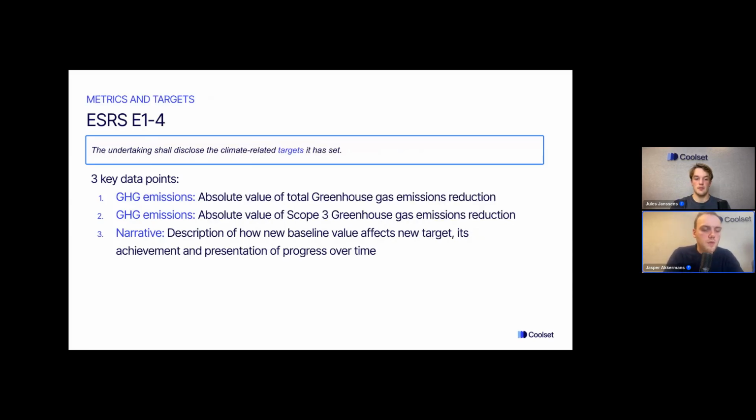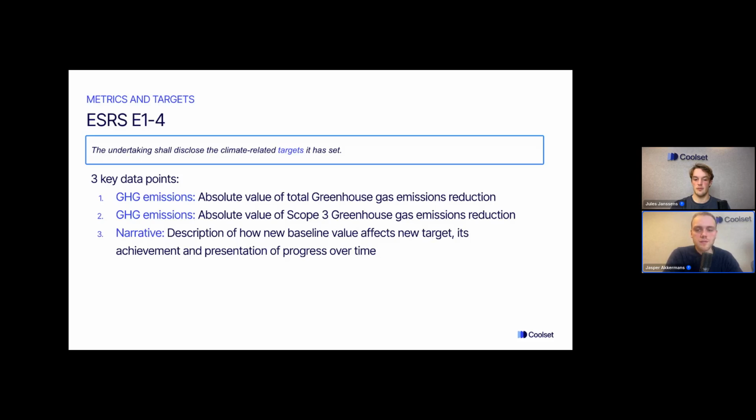Now we're moving to metrics and targets. What's good to note here is that in terms of materiality of disclosures, you may decide to omit metrics on a per data point basis. So if you determine that certain metrics are not material because they have no relation to your company's business model or your materiality assessment, you may omit them.